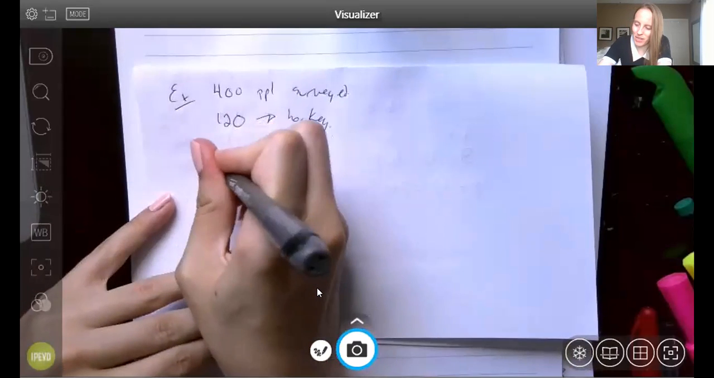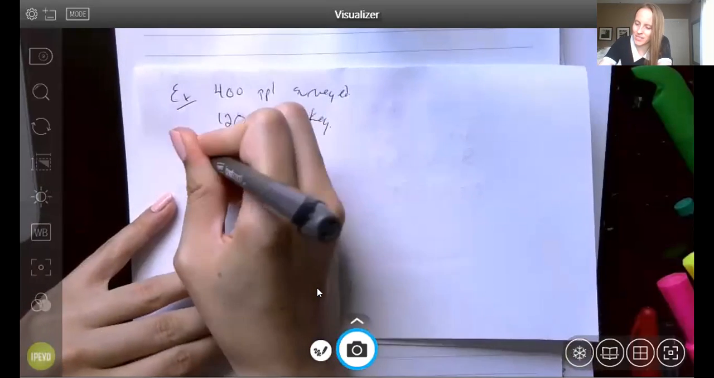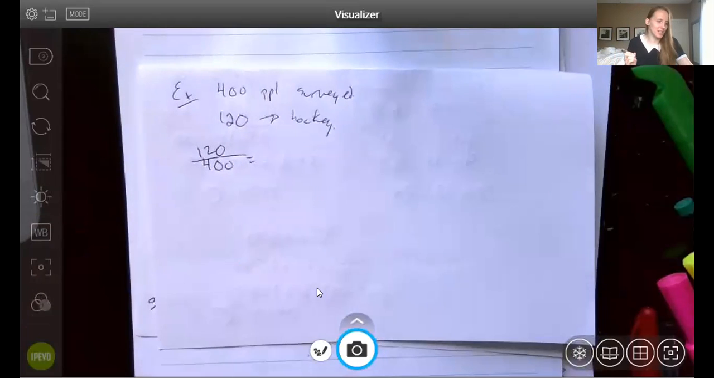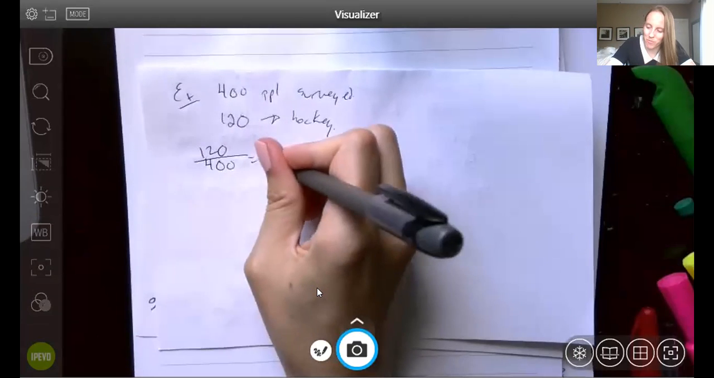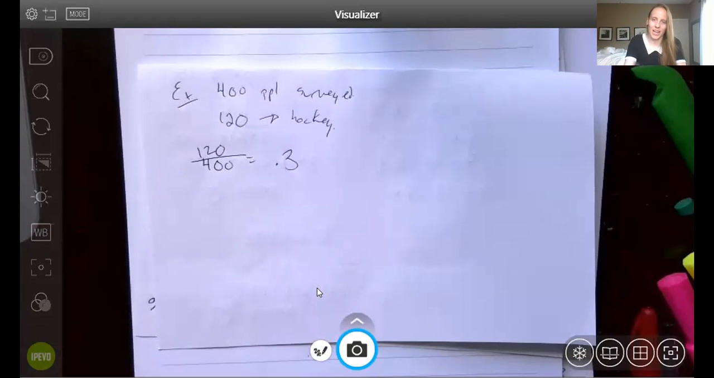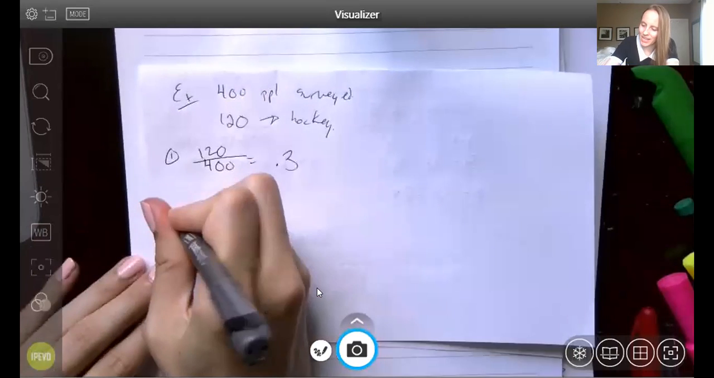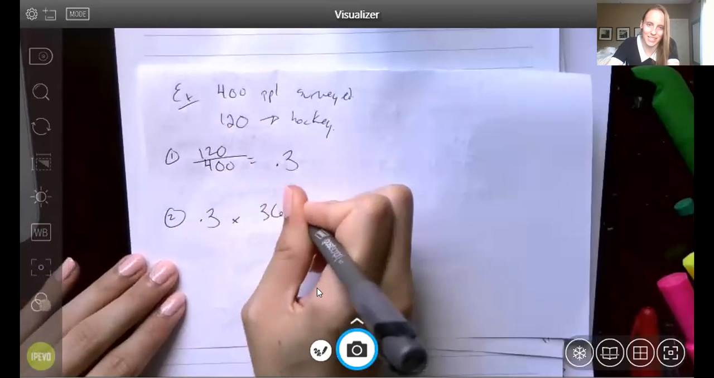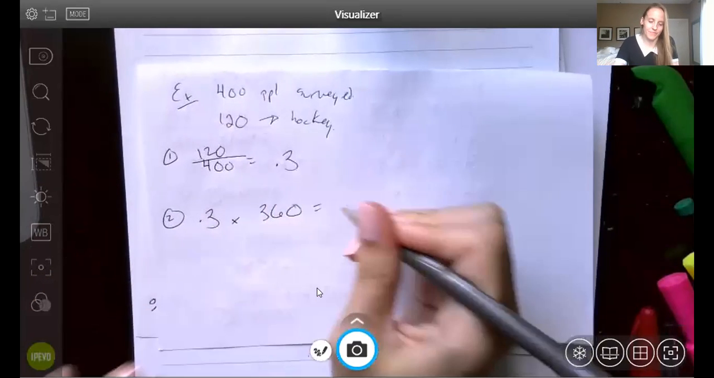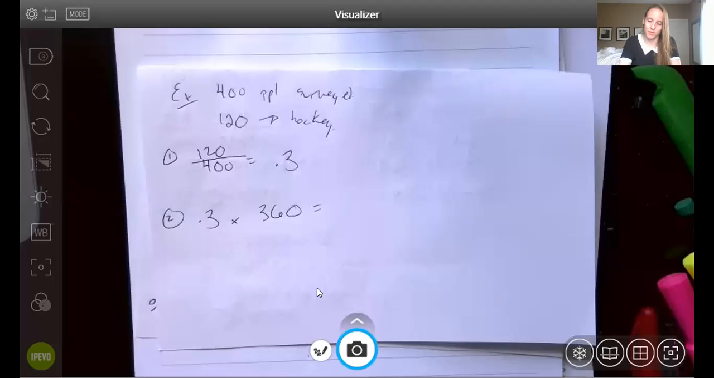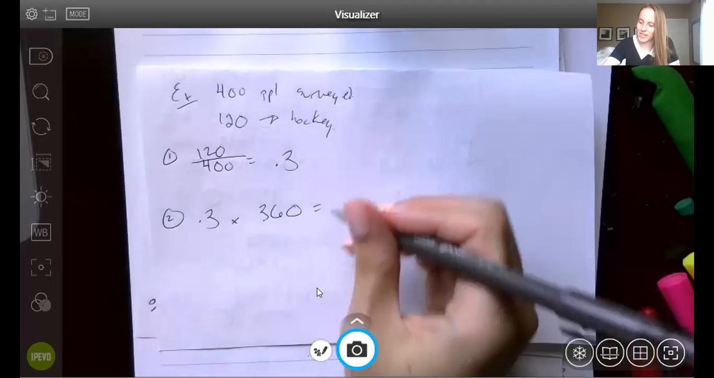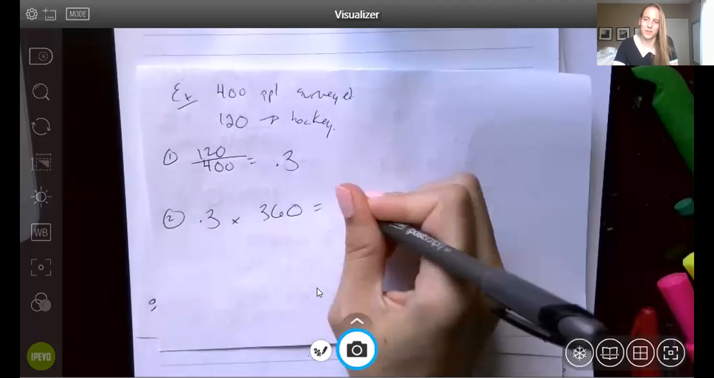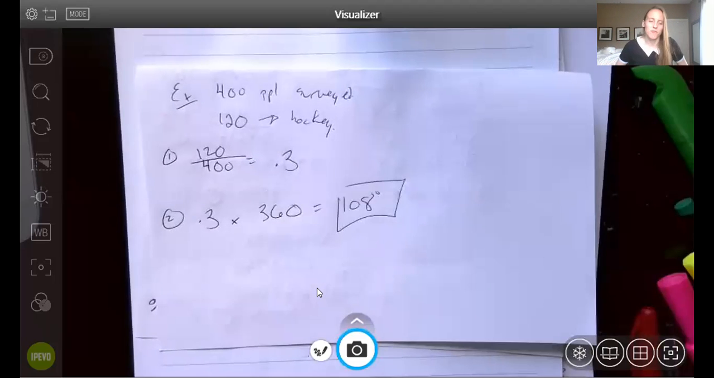We're going to start by doing 400 and dividing 120 by it. So 120 divided by 400. I don't know why I said it backwards the first time. 120 divided by 400 is 0.3. And then our second step is to just do 0.3 times 360, which is a full circle. So 0.3 times 360 is 108. So that would be your answer. It would have 108 degrees of pie piece.